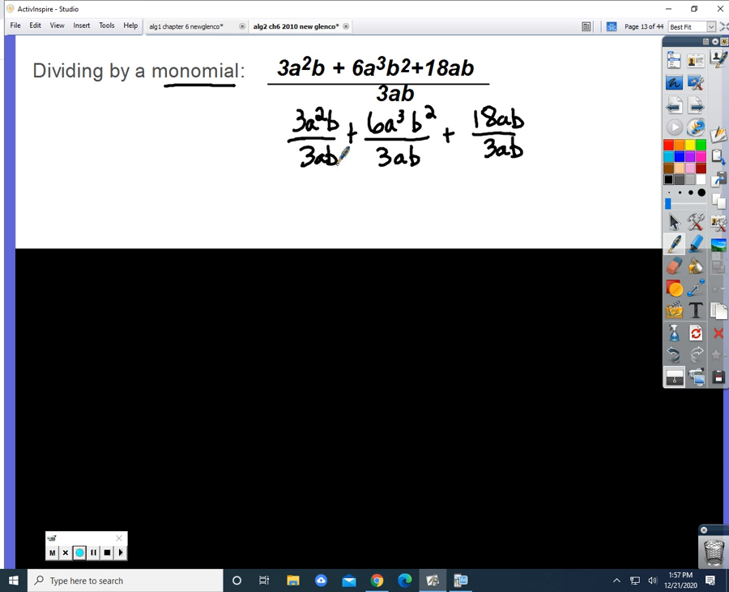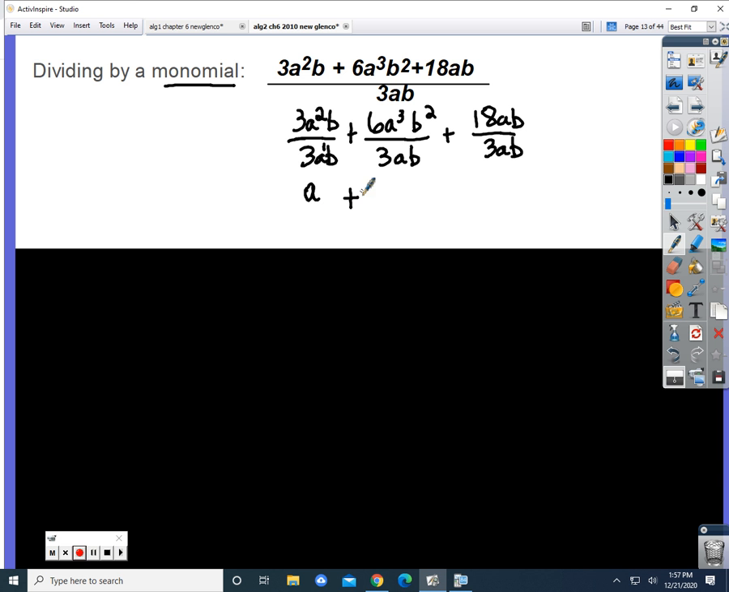And you're just reducing. So the 3's cancel. Then you have a squared over a. So this is a to the first. You're subtracting and you get an a and you write that answer on top because the 2's larger. The b's cancel. So all you have left on that answer is an a.